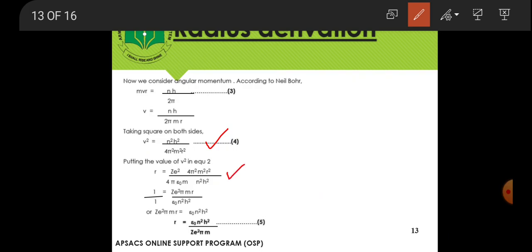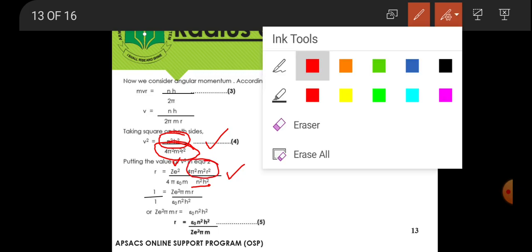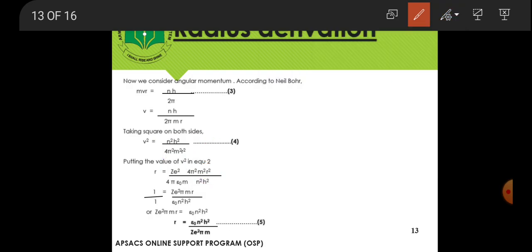So the equation will become r is equal to Ze square over 4 pi epsilon naught m, and now we will insert the value of v square. The factors that are written in the numerator will now be written in the denominator, and the factors that are written in the denominator will be written in the numerator. So r is equal to Ze square over 4 pi epsilon naught m, times 4 pi square m square r square over n square h square.